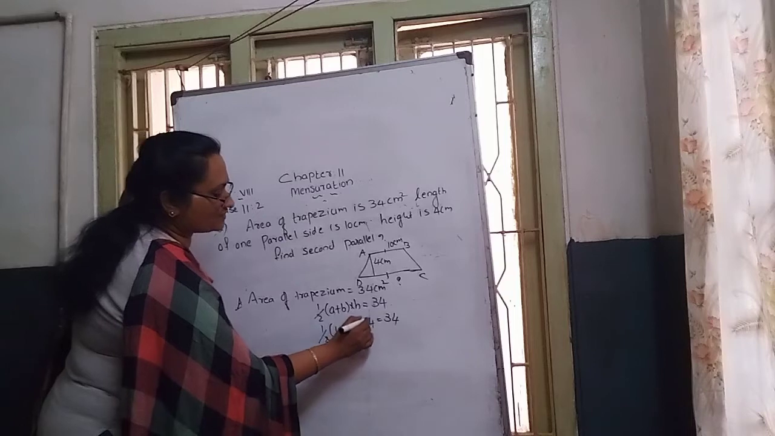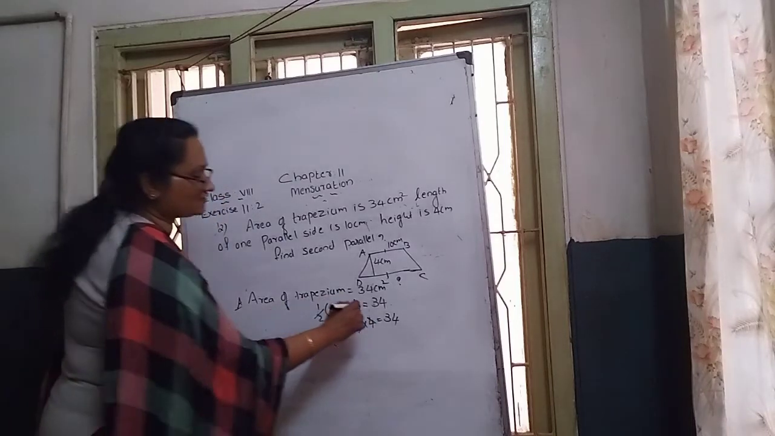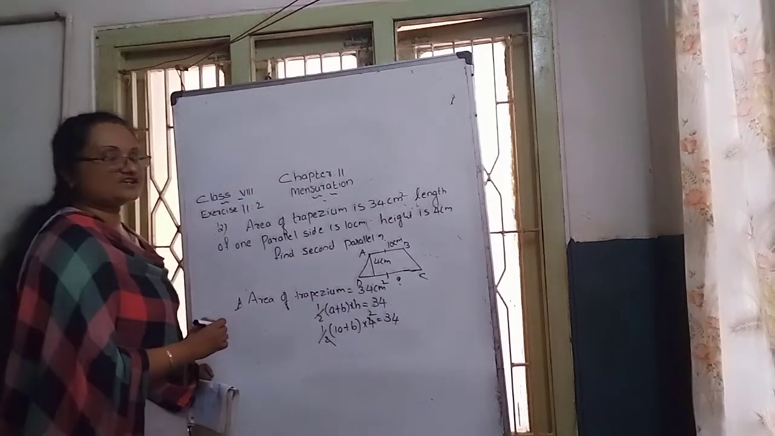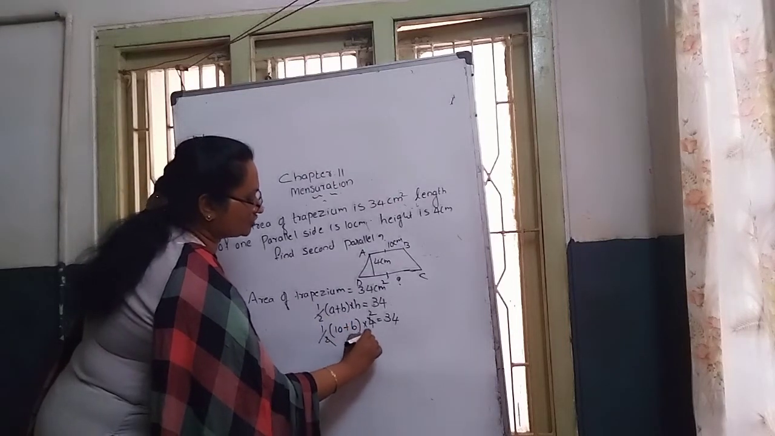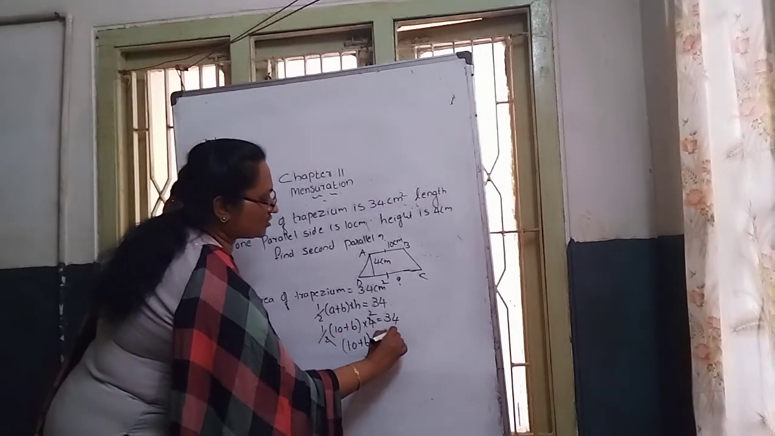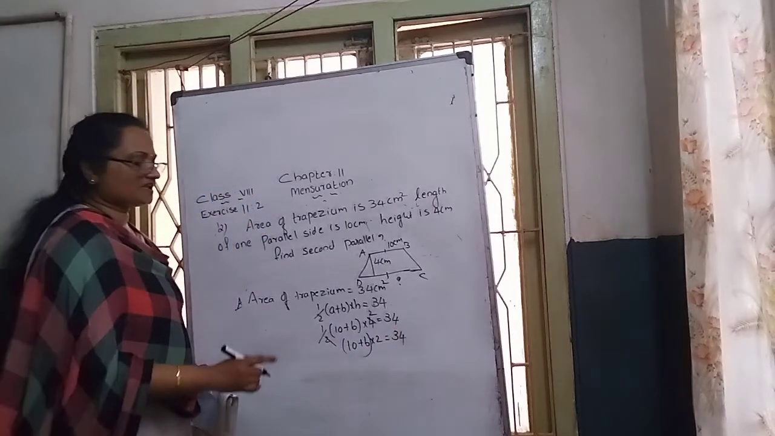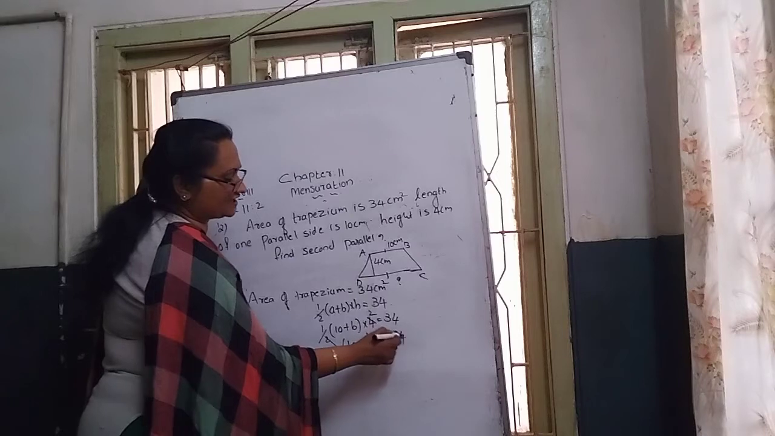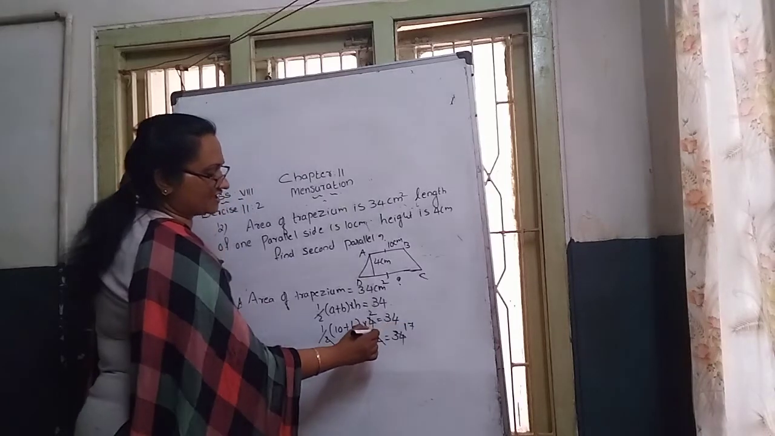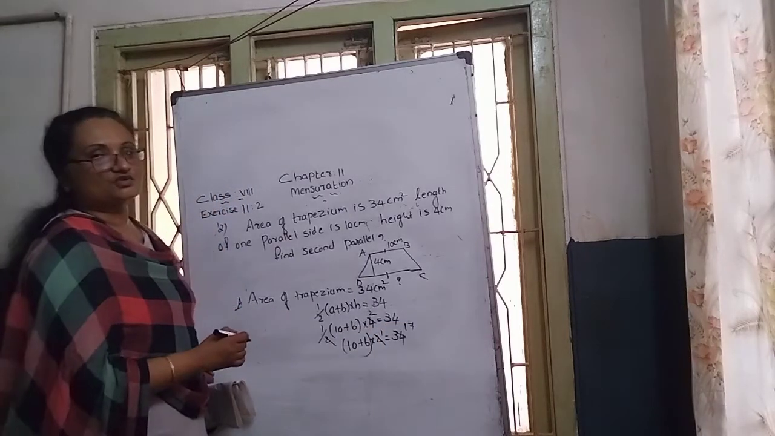2 crosswise cancellation is possible, 2 and 4. 2 table 4, 2 10. So 10 plus B into 2 is equal to 34. Then right side and left side cancellation is possible. 2 table 34, how many times? 17 times. 2 table 2, 1 time.